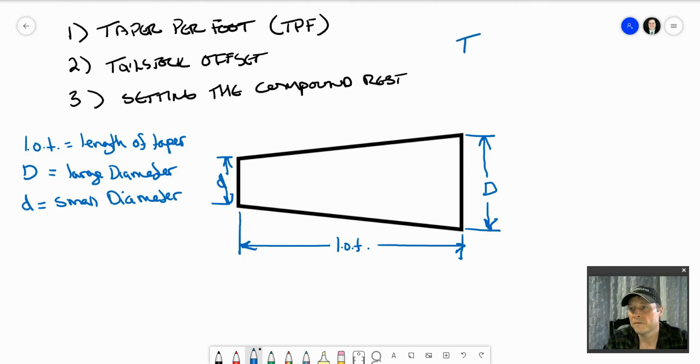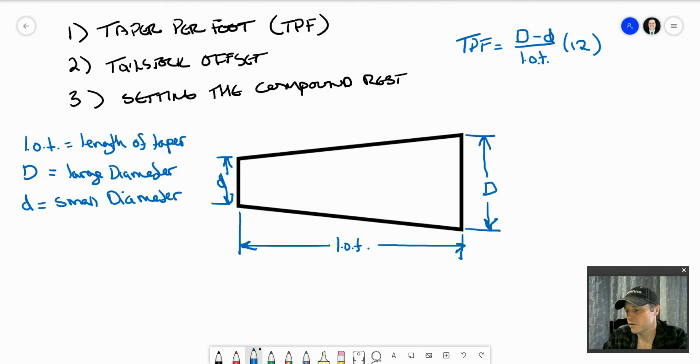So to solve taper per foot, the formula looks like this. And if you're wondering if this will be on a test, yes, this will be on a test. To solve taper per foot, we need to know the large diameter, subtract the small diameter, and we just learned in algebra that you cannot divide that by the length of taper till you solve it. So remember, you have to have one number here. So big D minus little d, divide that by the length of the taper, and then multiply your answer by 12, and that will equal your taper per foot.